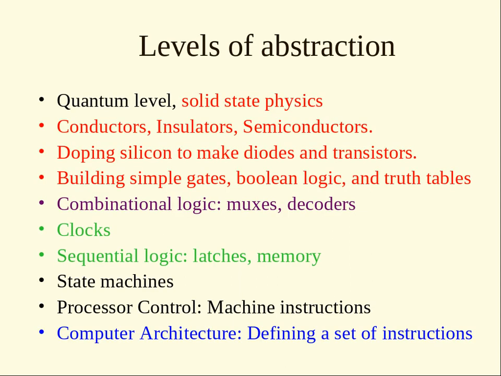So there's different levels of abstraction, aka different ways to think of a processor. You could think of it as just solid state physics. You could think of it as just a bunch of conductors, insulators, semiconductors. You could think of it as just a bunch of doped silicon. You could think of it as just a bunch of gates. You could think of it as a bunch of combinational logic with muxes and decoders. But on top of that, you usually have clocks, some type of latches and memory, and different state control, and then processor control. But we're going to start from the beginning with physics.